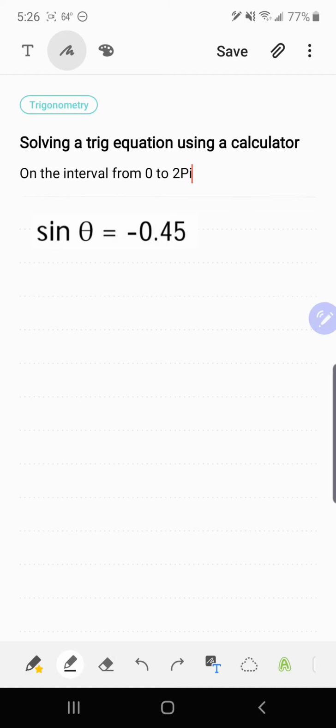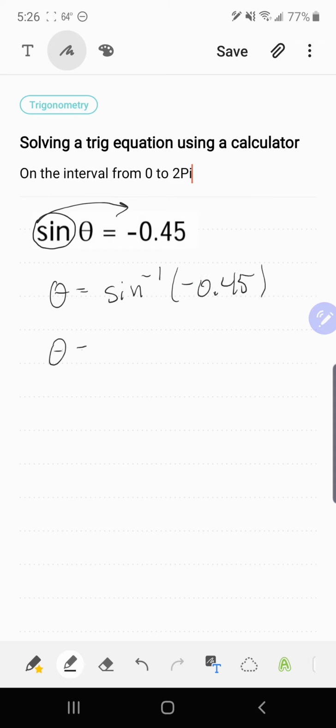Alright, in this example we're going to look at how to solve a trig equation using a calculator on the interval from 0 to 2 pi. Here we have sine theta equals negative 0.45. The first thing we're going to do is take the sine to the other side, and that'll give us theta equals the inverse sine of negative 0.45.